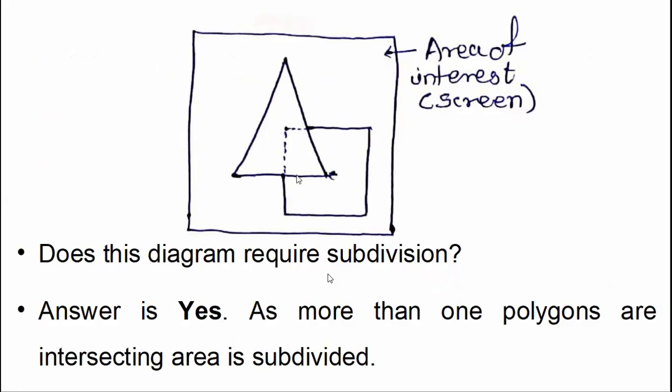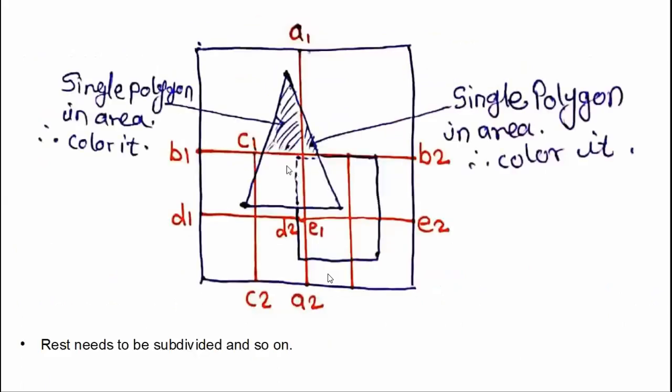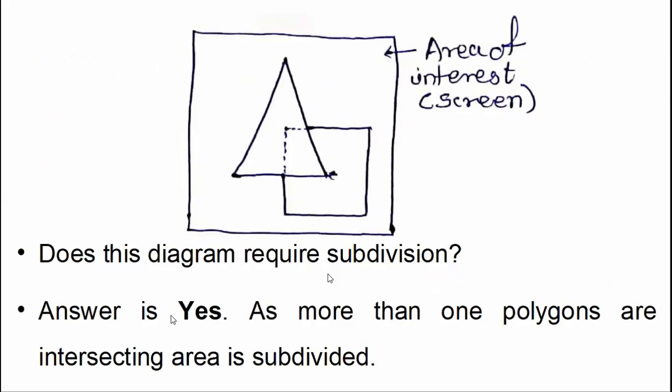Okay. So does this diagram require subdivision? The answer is yes, it requires subdivision. As more than one polygon is intersecting, the area is subdivided. So you have a condition for when we require subdivision: if there is more than one polygon and they are intersecting each other, then definitely we require subdivision.